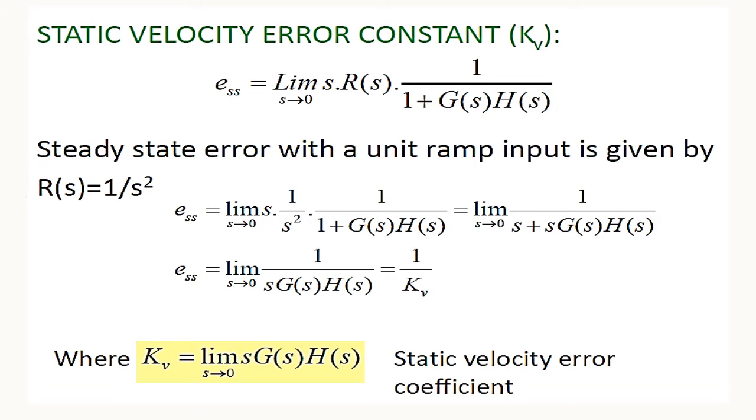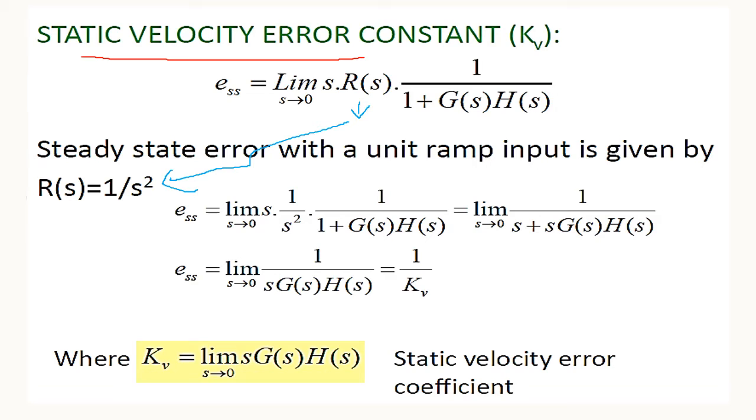Now the static velocity error constant. In this case, we know that ESS is equal to limit s tends to 0 of s R(s) divided by 1 plus G(s) into H(s). And what is this R(s)? We know that R(s) is nothing but 1 by s square, because it is a ramp input we are using. The input that we are providing here is the ramp.